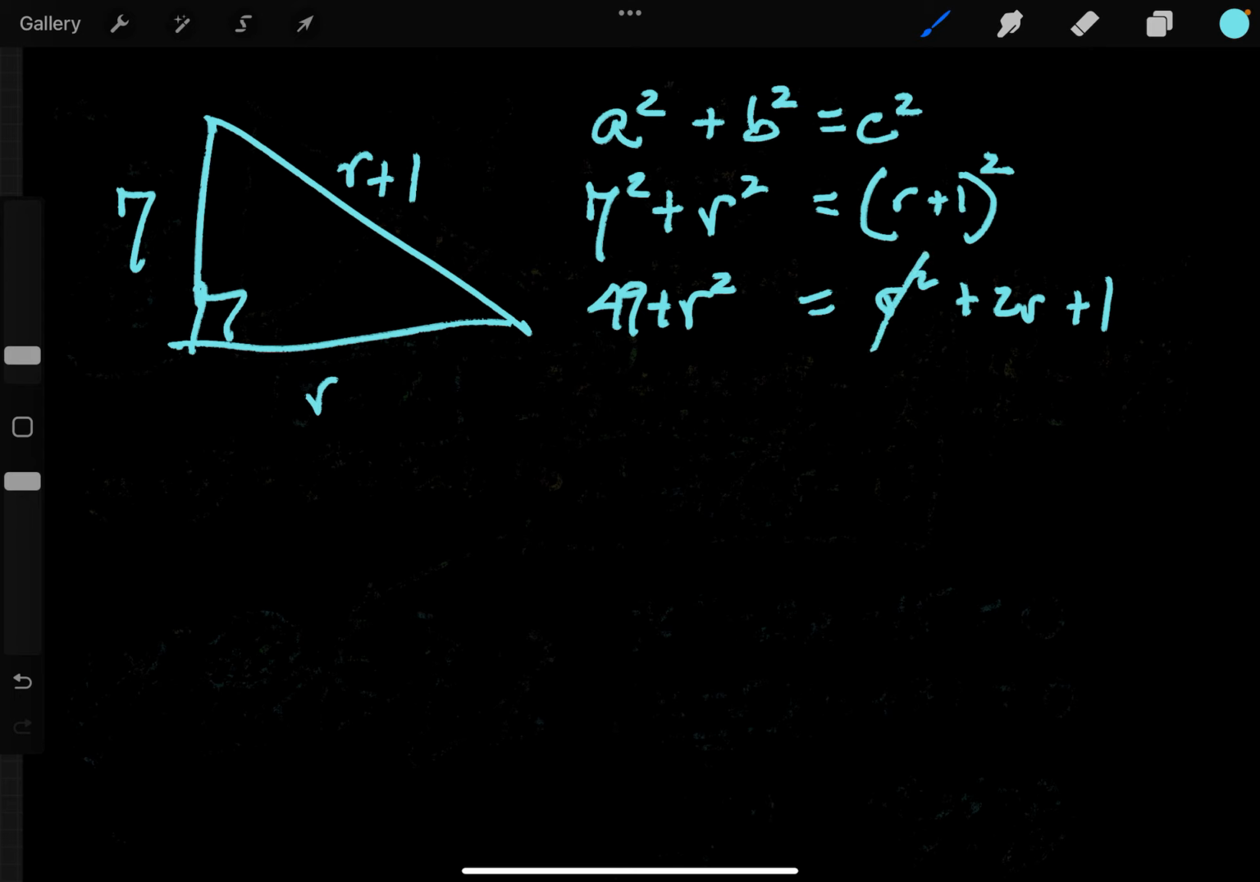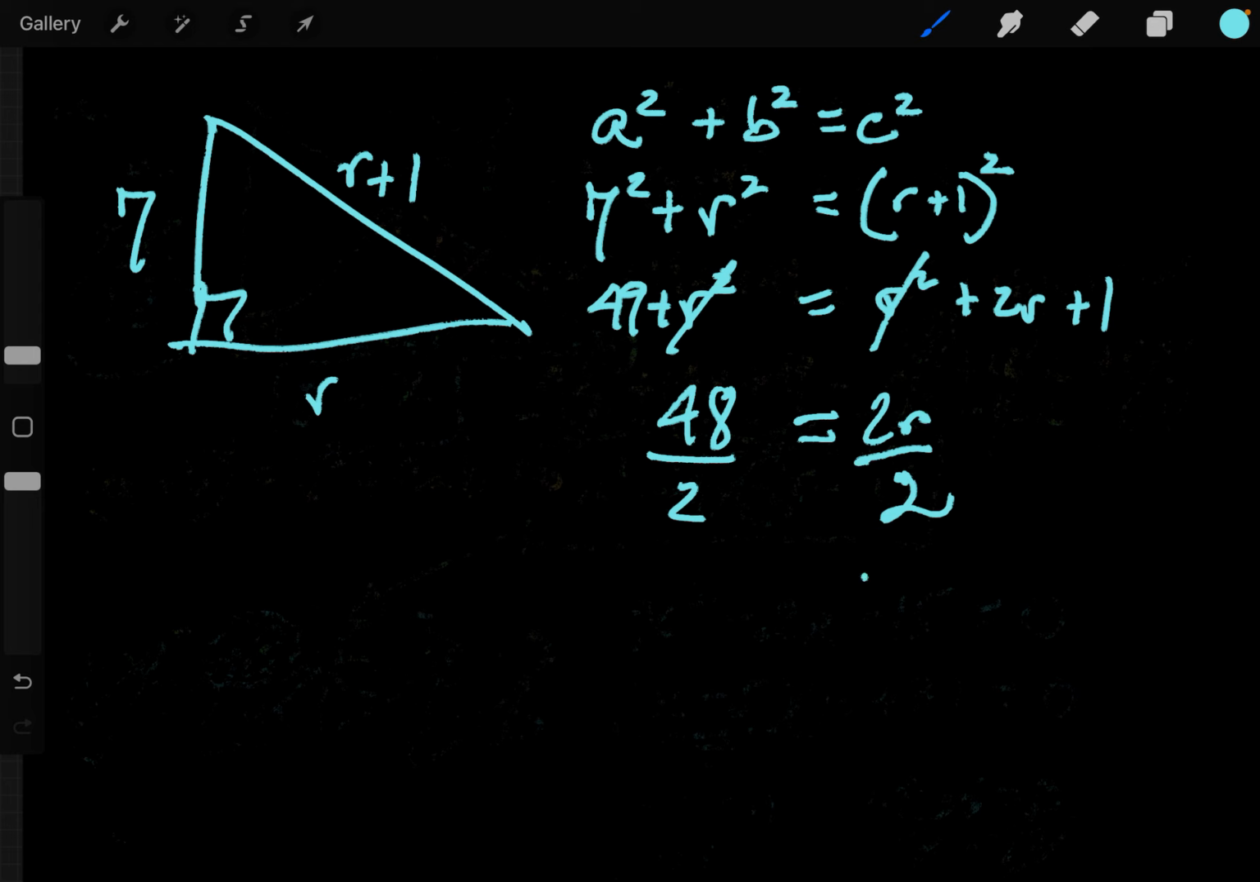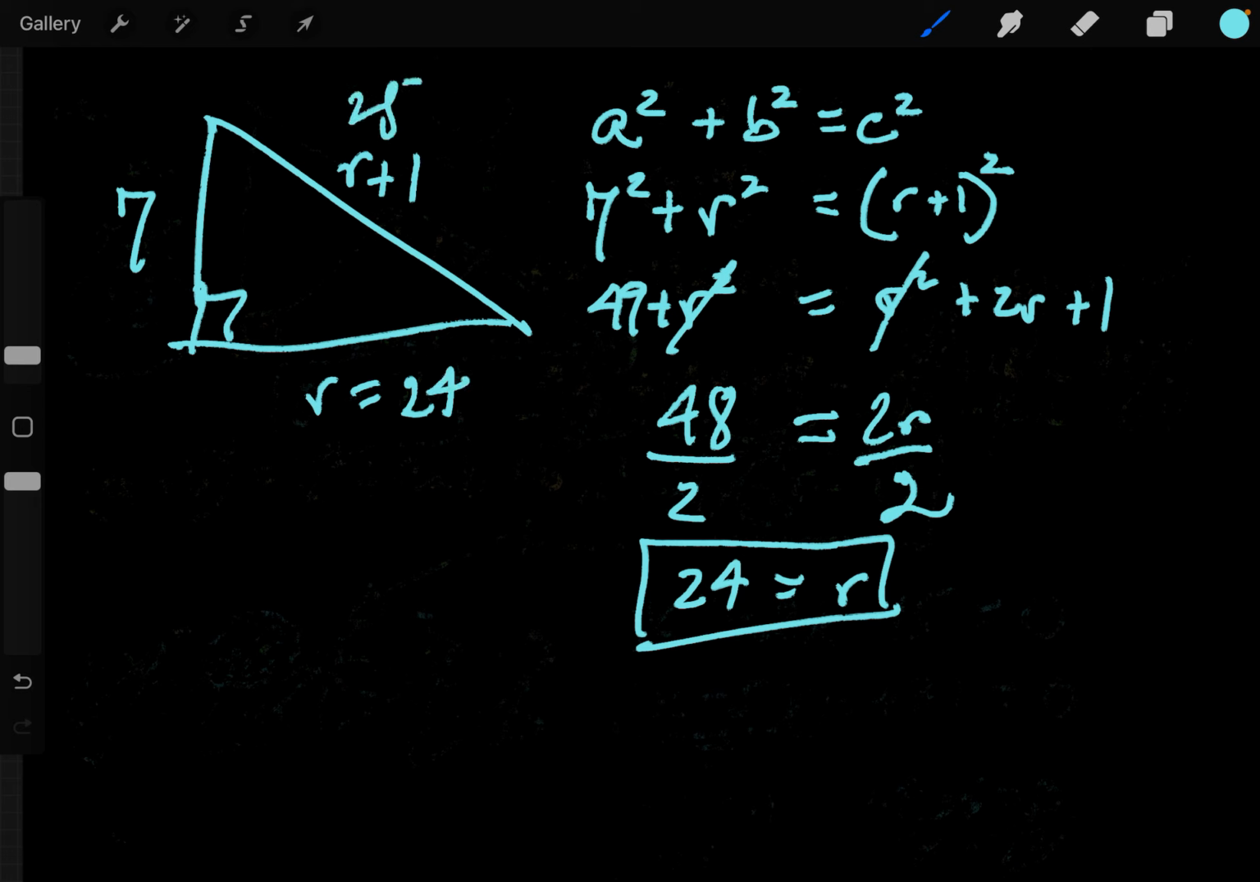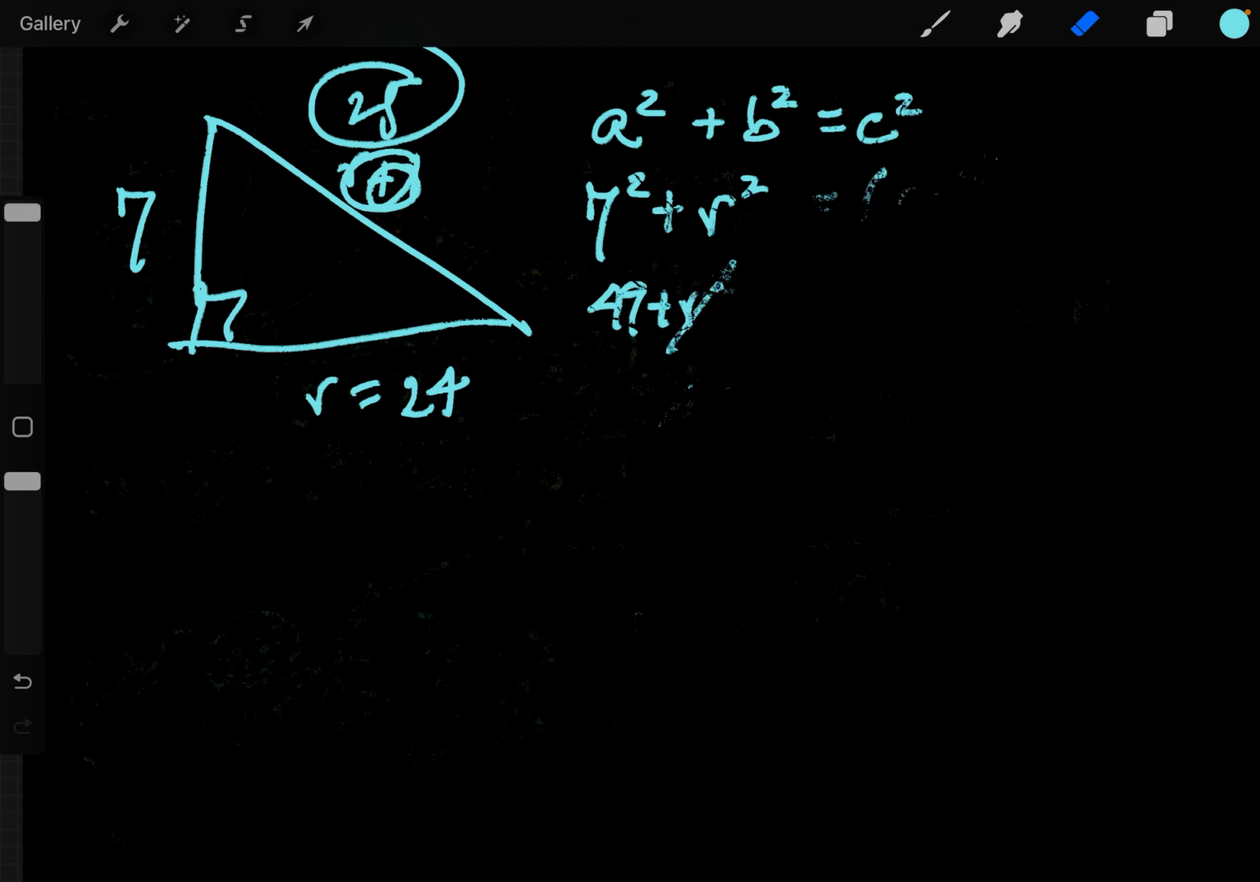You minus r squared on both sides, you get 0. And then now you minus 1 on both sides, you get 48 is equal to 2r. And then that means that when you divide by 2, you get r is equal to 24, and you're done. R is 24, and then this is 25, this side. Because it's just r plus 1. Okay, now let's go on to the next type of thing.